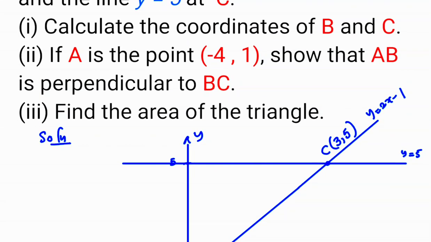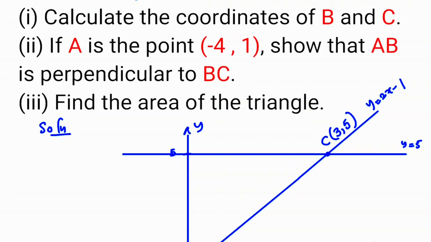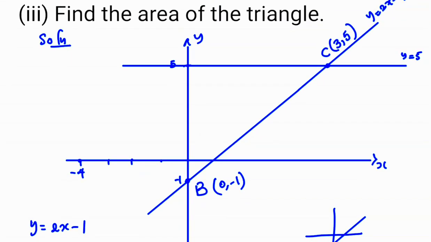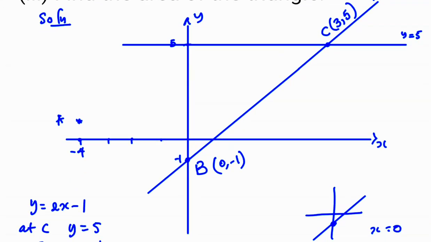Now the second question says, if A is the point (-4, 1). So let's go and get A. Let's assume that this is minus 4, and we are told that it is comma 1. So let's say this is our 1, so we have it here. Now at this point, we have our A. So they ask us to show that AB is perpendicular to BC. Now, what does that mean? Let me join my AB.